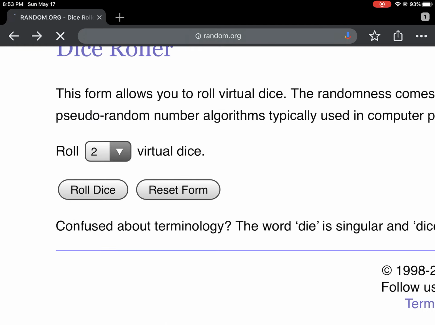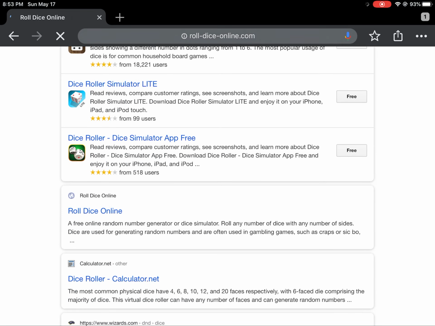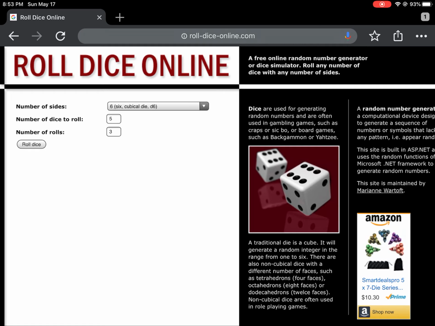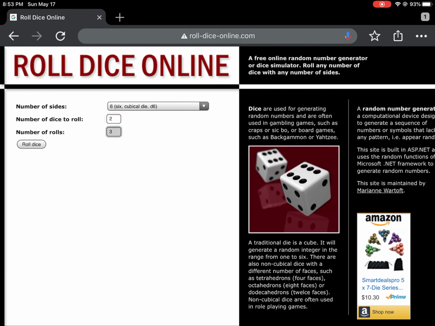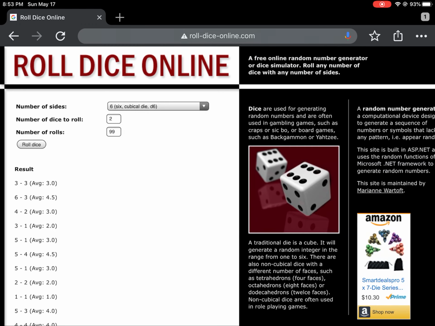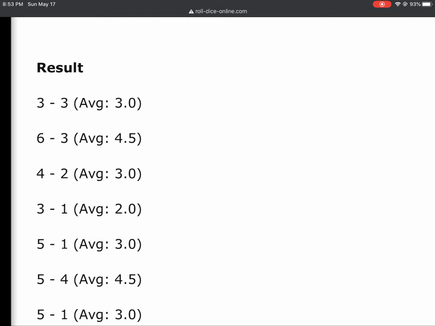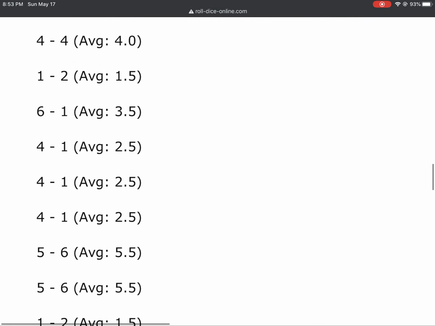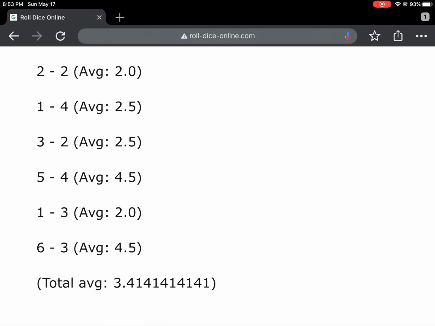And on this one, roll dice online, you can even say, I want it to roll 2 dice 100 times. Oh, it won't let me go that high. 99 times. It's probably going to take a second to load. I got a 3 and a 3 on that one. A 6 and a 3. A 4 and a 2. And I scroll down my list, and this is all of my dice rolls. And it gave me an overall average, too, which is fun.